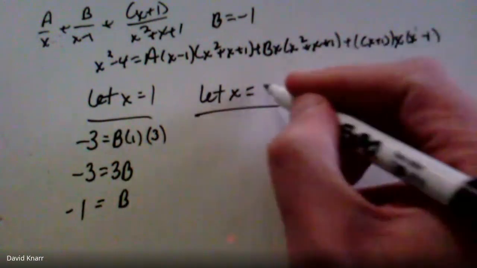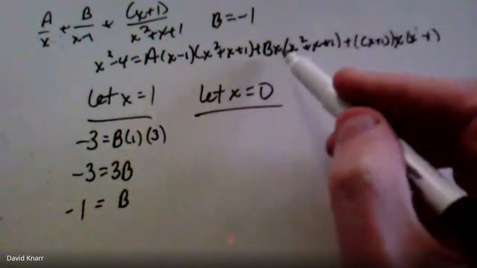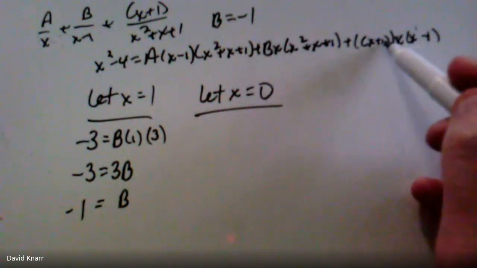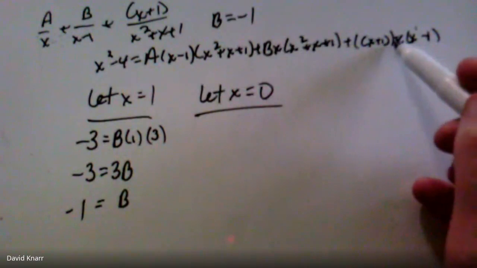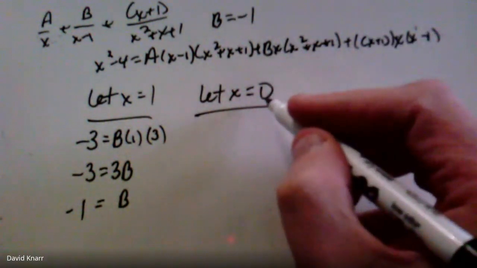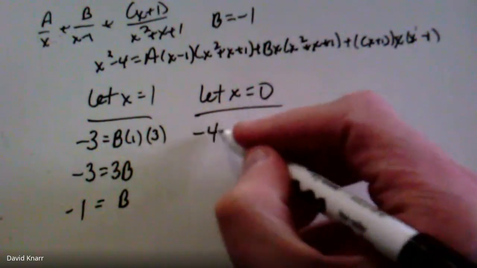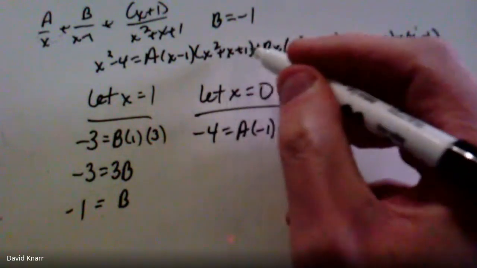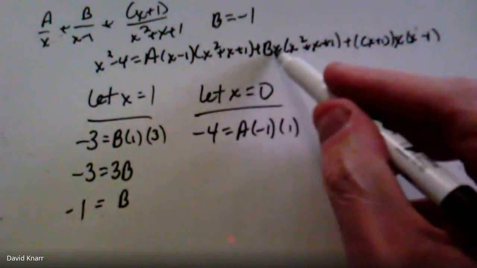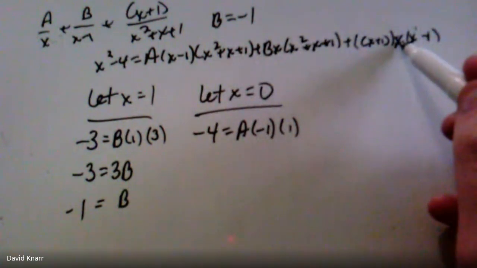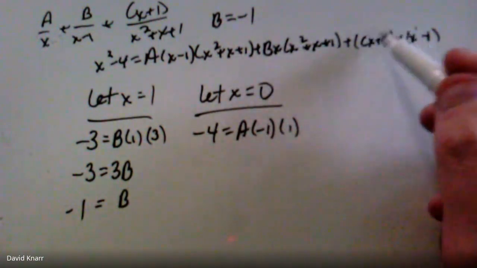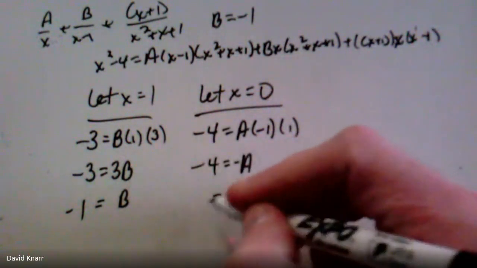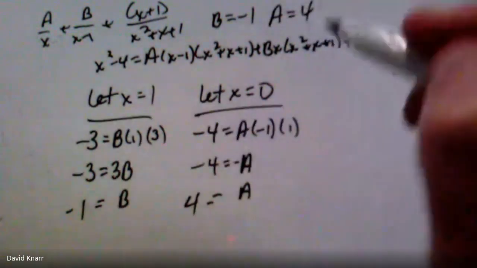So I can also pick 0. 0 is a good choice because 0 will drop B out. If I put it here, it'll drop C and D out. Okay? 0 will drop C and D out. So now when I put 0 in, I get -4 on the left. On the right, I get A times -1, 0 plus 0, 0 plus 1 is 1. B drops out from here. C and D drop out from this 0. When I put 0 here and I distribute it, C and D both go away. So I get -4 equals -A, so A equals 4. All right, there's 2 answers right away.